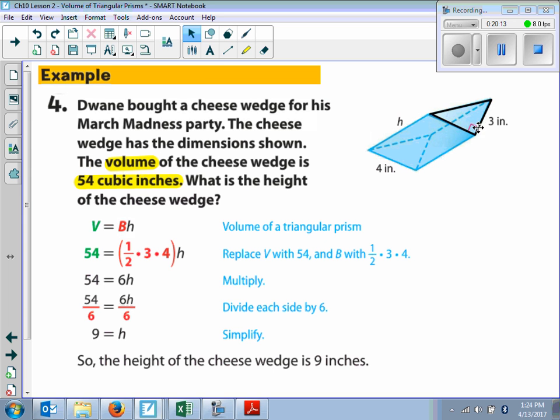So the base of this triangle, we could do this one or this one, right? So I'll say 3 is the base. And then what's the height going to be? The height of that triangle is 4. And now, does everybody see what I'm solving for? That we are solving for the height of the prism. Okay? So, when we simplify here, we've got 1/2 times 4, which is 2. And then 2 times 3 is 6. And then we have 6h is equal to 54. To get the h by itself, we divide by 6 on both sides, and the h is equal to 9. So the height of this cheese wedge is 9 inches.